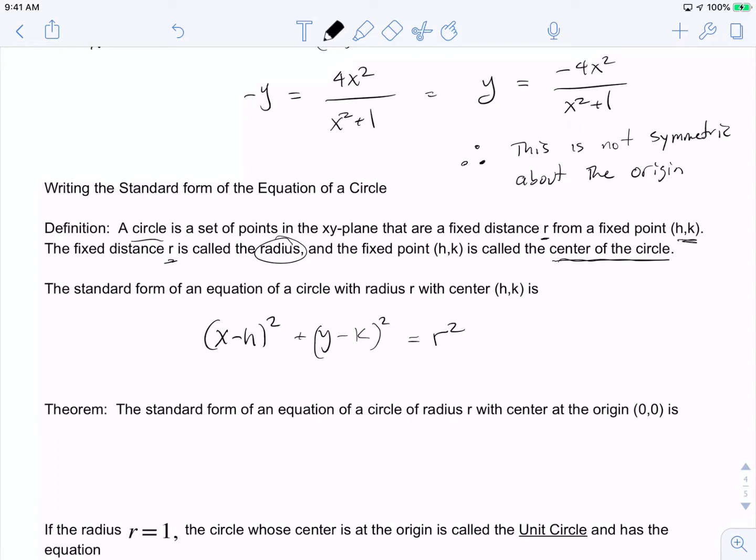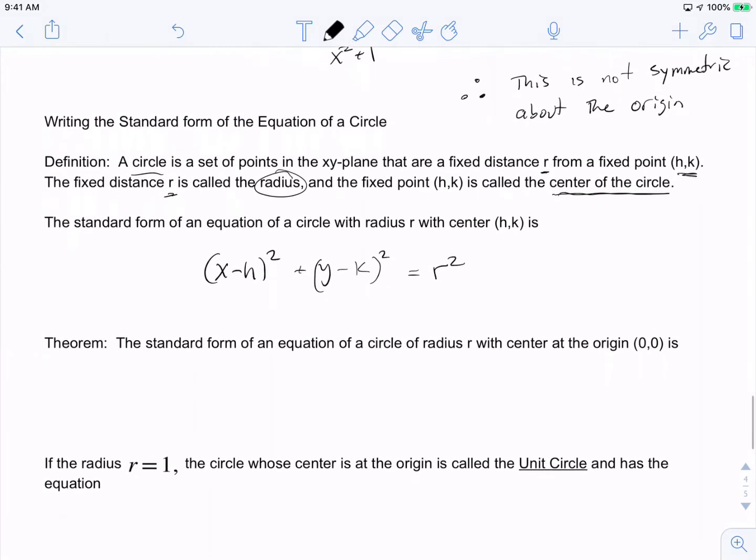Now, something important about this, when in parentheses in this case, that's actually a positive h and that's a positive k. Had they been a negative number, that would have been x plus some number. Had the k been some negative number, that would be y plus some number.